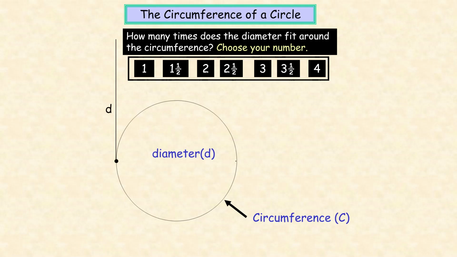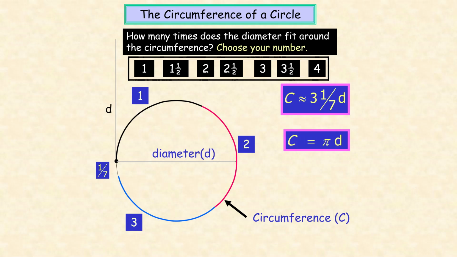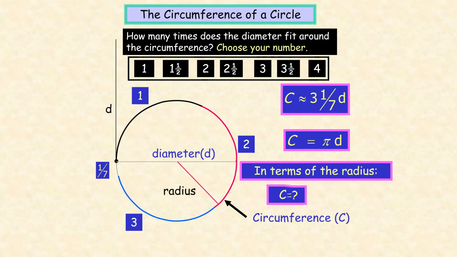So anyway, when we do it, you take the diameter out and you stretch it around once, twice, 3 times and a bit. It's approximately 1/7. So the circumference is 3 and a bit of the diameter. That 3 and a bit we know to be pi. So circumference is pi d, or 2 pi r in terms of the radius.